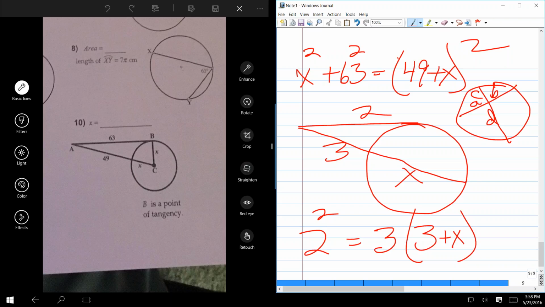Notice that I could actually solve this problem had I drawn it like this, because now I know that diameter is 2x. So I could have said 63 squared equals 49 times 49 plus 2x. So I could have answered the problem without the Pythagorean theorem. But, I mean, it's silly to do that. The way you did it is the correct way to do it. Just make sure that you get that 49 added to the x before you square it. Yeah. All right, Cole.